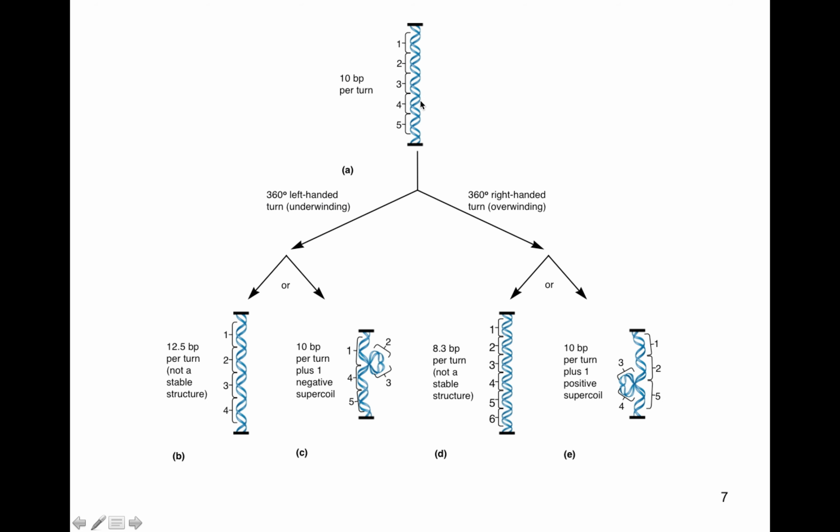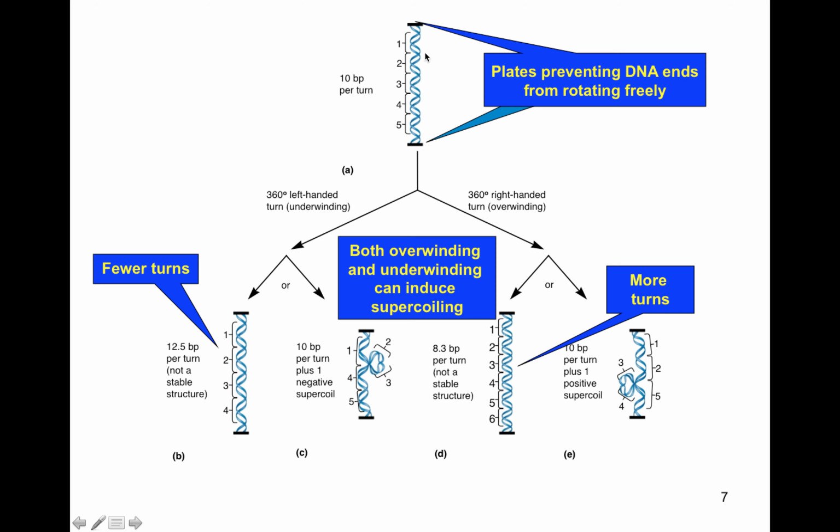Okay, so here's a strand of DNA right here. There are plates that tether the ends of the chromosome or the ends of a loop domain. They prevent the DNA ends from rotating freely. So a normal, non-supercoiled binding of the DNA would produce 10 bases per turn.